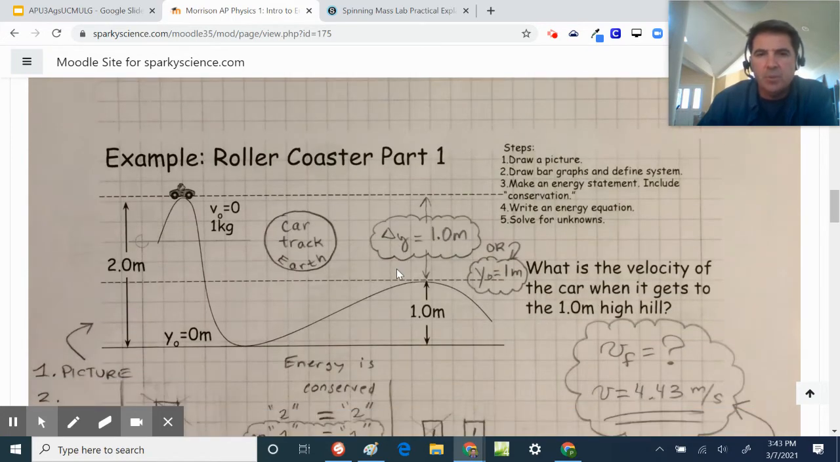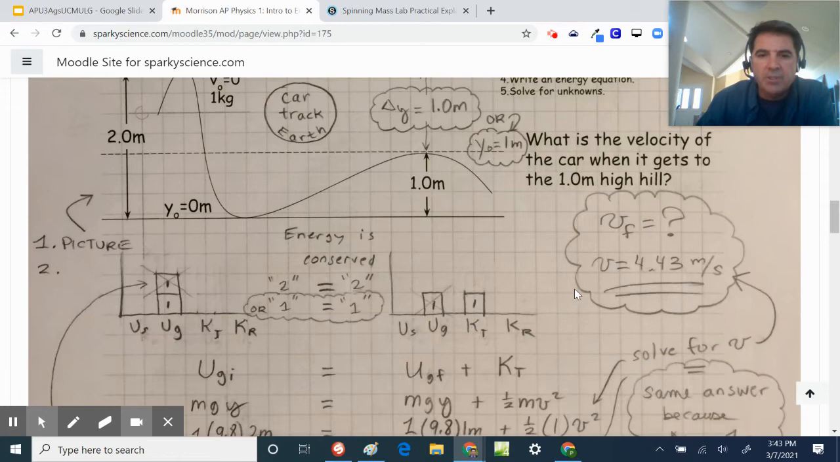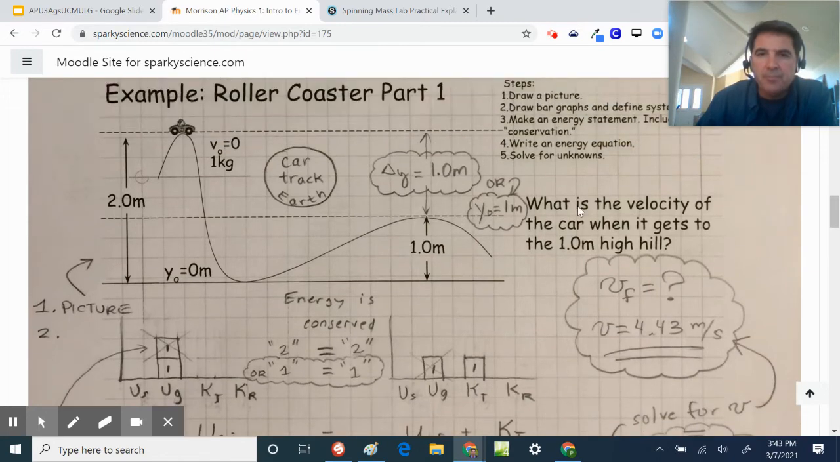Okay, first example, roller coaster part 1. It says draw a picture. You've got your picture here. Draw your bar graphs. And so here are my bar graphs. Let's just start with that. So this system, and I have a little circle here, is going to include the car, the track, and the earth. And we have this picture of whatever's going on.